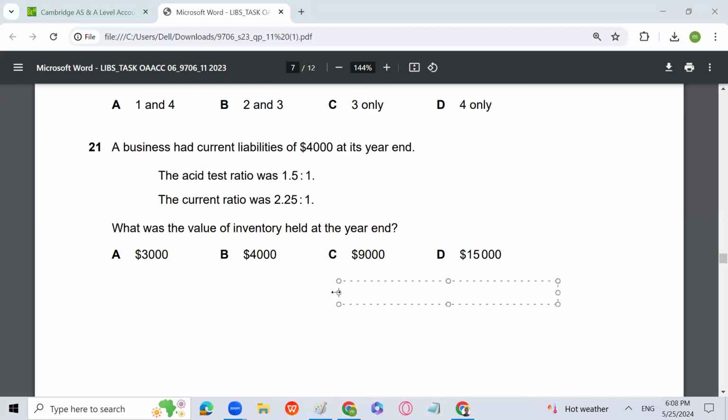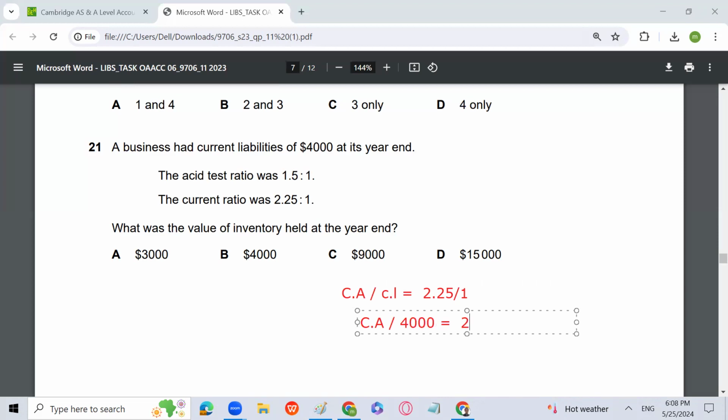So what you will do, current ratio, the formula is going to be current assets divided by current liabilities, and that is 2.25 over 1, right? So current liabilities are given in the question, current liabilities are 4,000, that is 2.5 over 1. So 4,000 multiplied by 2.5. So current assets are going to be 10,000. 4,000 into 2.5, that is 10,000.